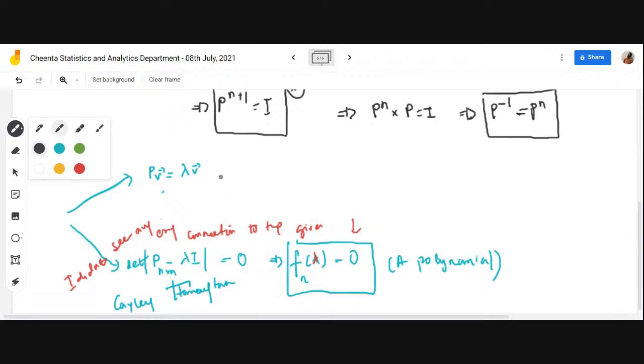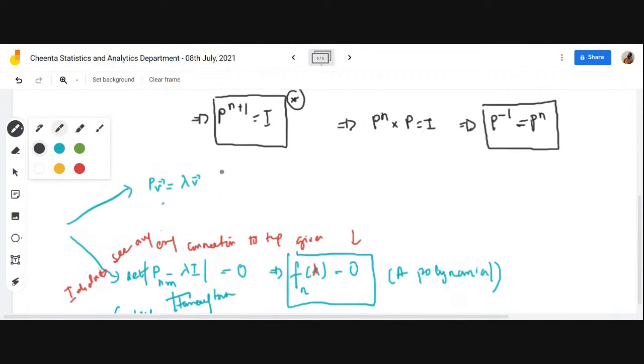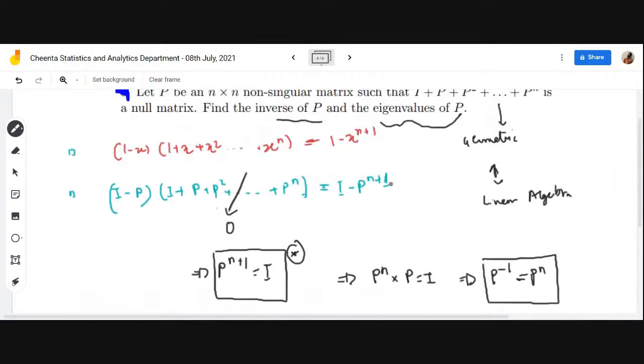As I talked about, there is a result that if lambda is an eigenvalue of P, then if you apply P squared, you will see that Pv is lambda v, and Pv is again lambda v, so P squared v is lambda squared v. So you will get that P to the power n v is equal to lambda to the power n v. So this is a very interesting property.